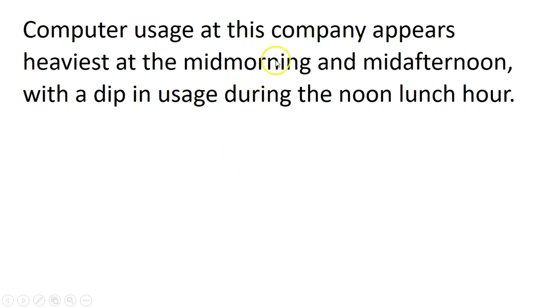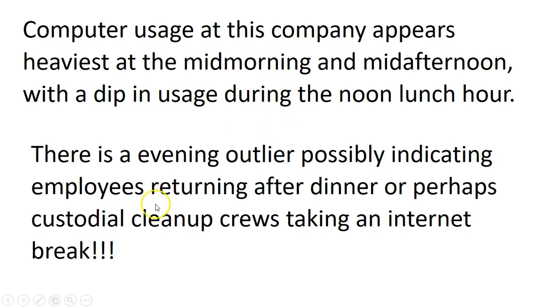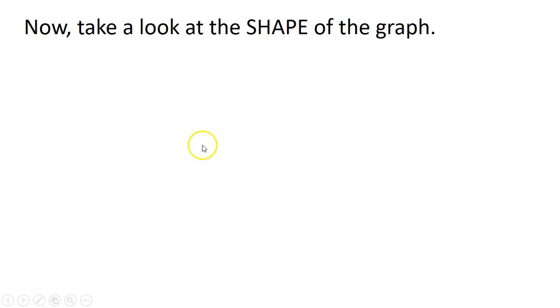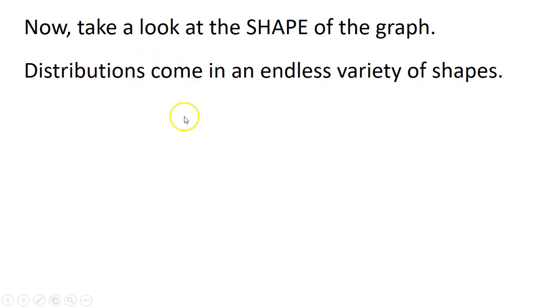Computer usage at this company appears heaviest in the mid-morning and the mid-afternoon, with a dip of usage during the noon lunch hour. There is an evening outlier way out there, indicating employees returning after dinner, perhaps custodial cleanup crews taking internet breaks. There's a little blip on it out there. That doesn't make it a complete other mode. It's just that there's usage way out there. And take a look at the shape of the graph.